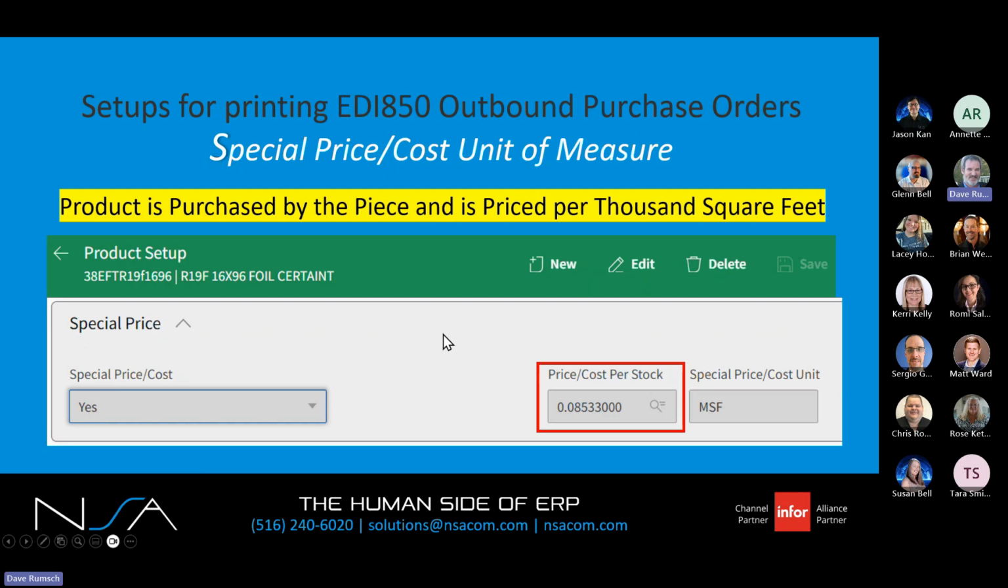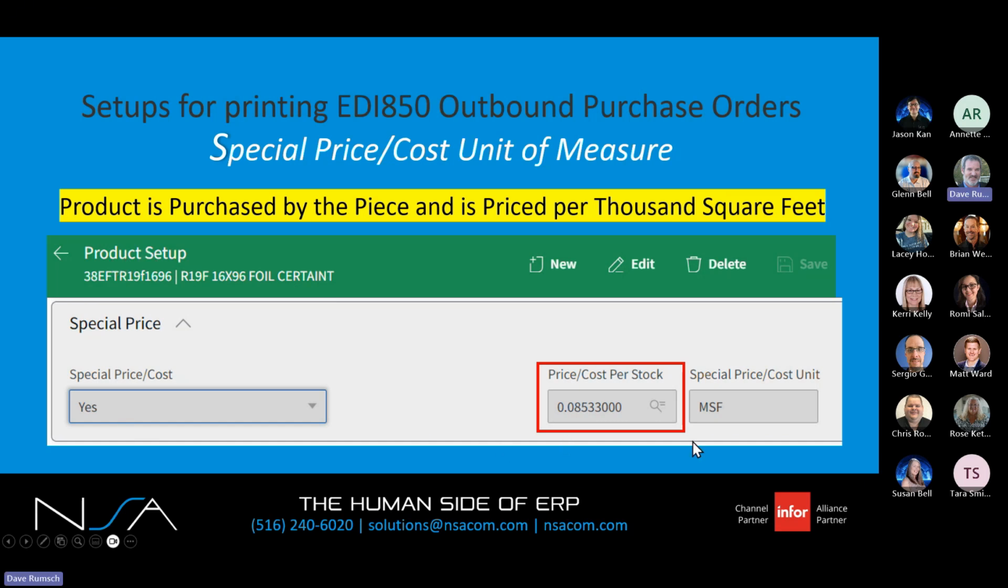The next setting that's required for specific units of measure is for special price costing. If you do any special price costing, then you would be required for EDI to set up a unit of measure, not a pricing unit, but a unit of measure. So for example, I've got a product set up here. It's a foil. It is special price costed, and this is on the pricing screen in the product setup.